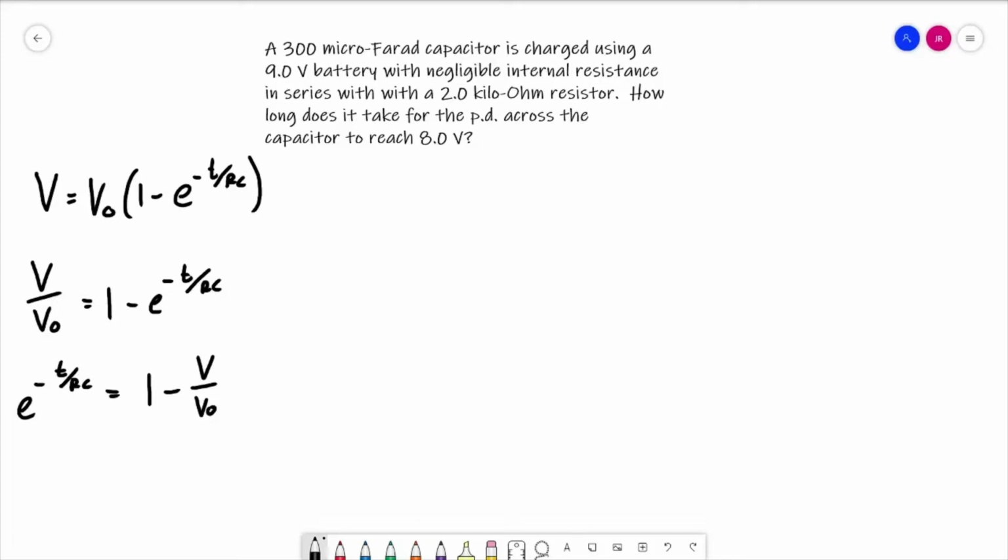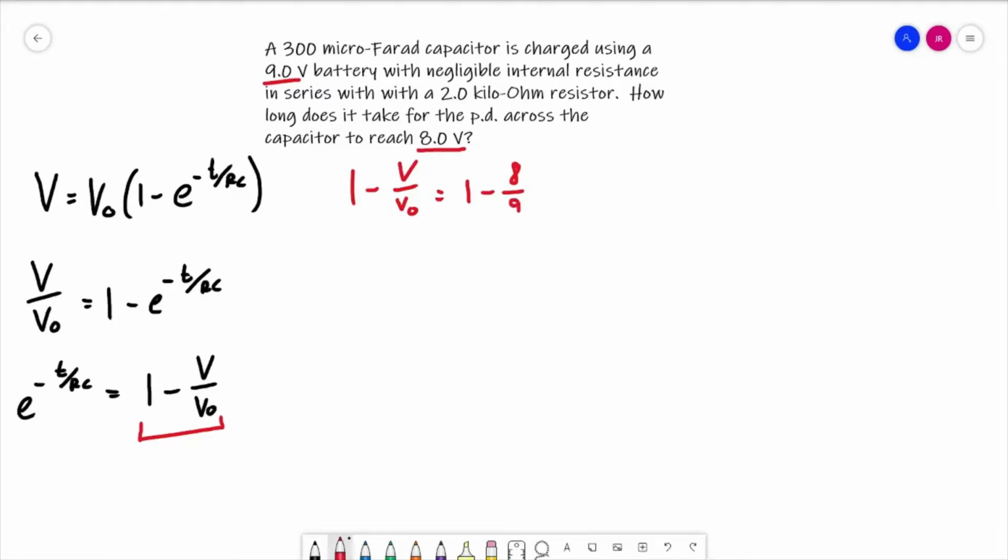Now at this point, normally I would suggest that you carry on with the rearranging, the algebraic manipulation, but actually at this point I'm going to make life a little bit simpler for us and focus on this right hand side of the equation. So coming over here, what we've got is 1 minus V over V naught. Well, V is the potential difference that we want to know about, so that's 8 volts.